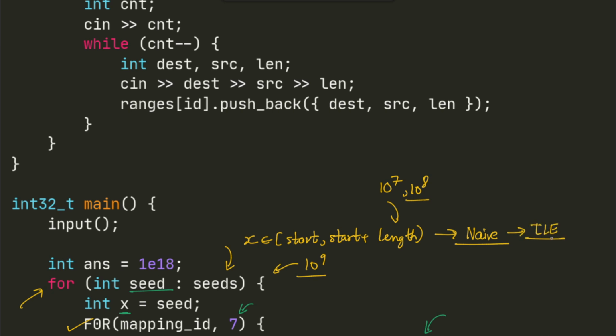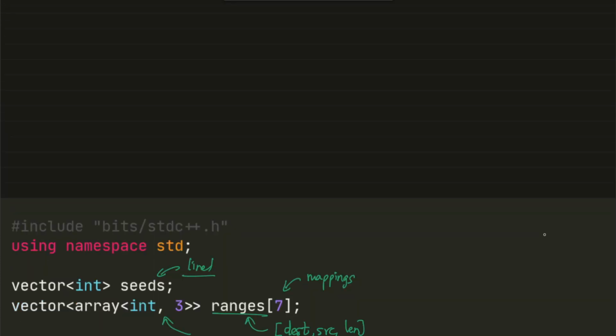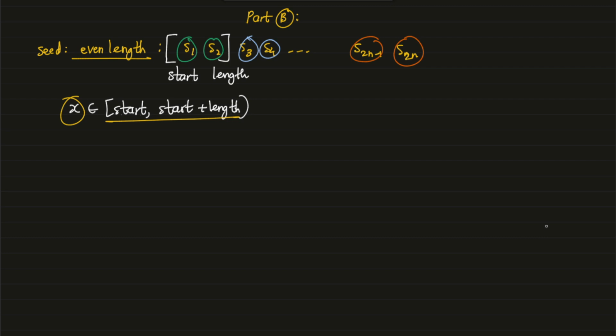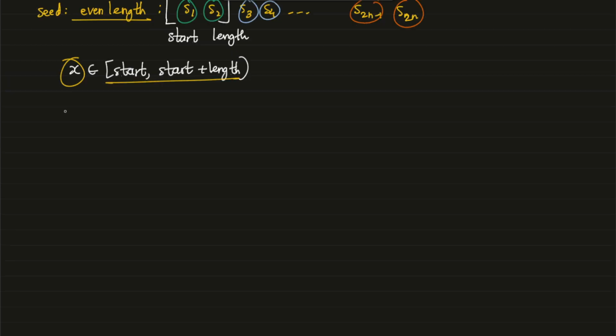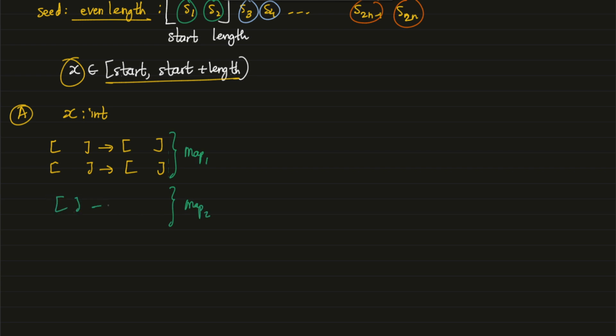So I figured that this is not the intended solution, and let's try to figure out how we can solve this efficiently. Now, let's try to visualize for part A. Initially, x was simply an integer, right? For part A, x was an integer, and there were some mappings available to us. Let's say these were the mappings. Let's say this was the mapping for the first map. Then there would have been some more for the second, and so on for the seventh one.